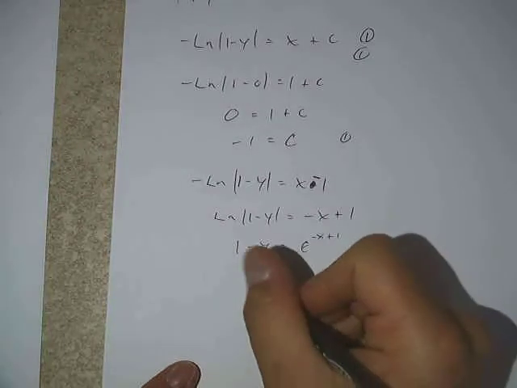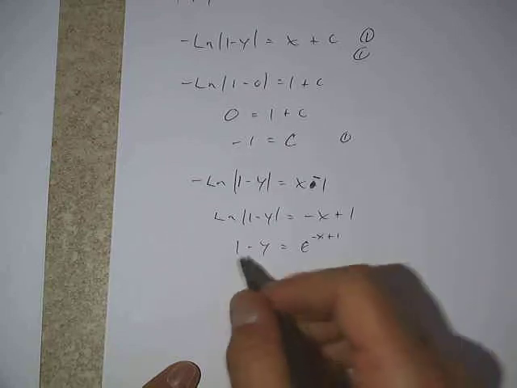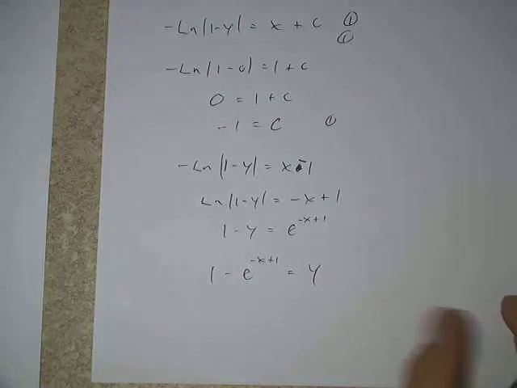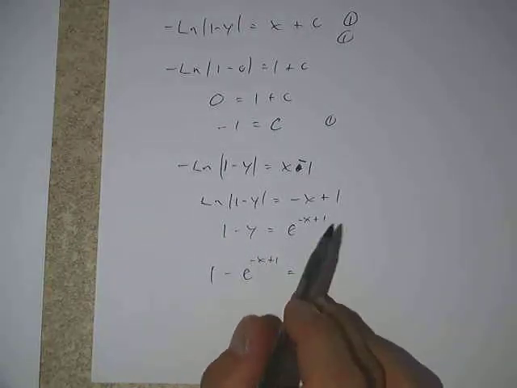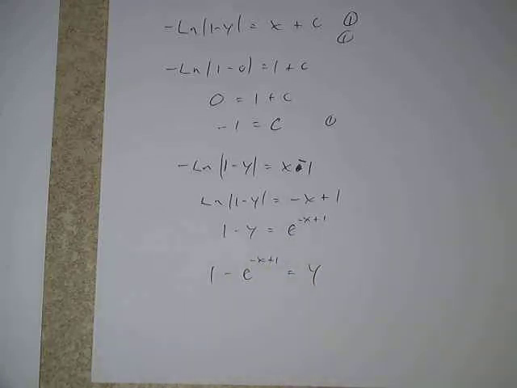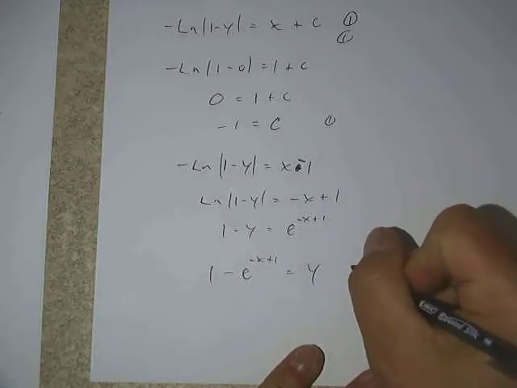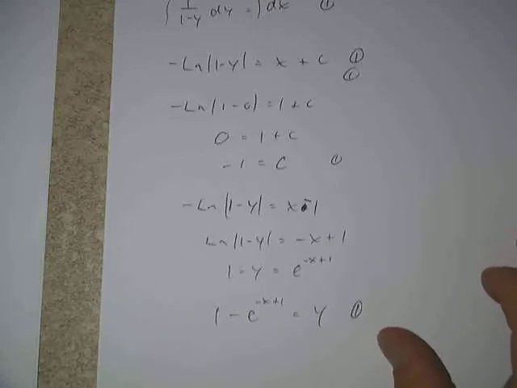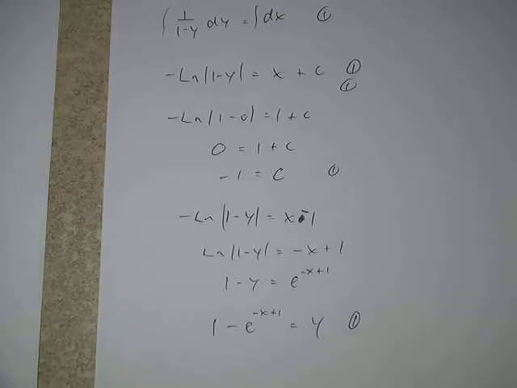And then from there, I would divide by negative 1 here and get natural log of absolute value of 1 minus y equals negative x plus 1. And then if I compose both sides with e, I'm going to get 1 minus y equals e to the negative x plus 1. And I'll just add y and then subtract that, so it's going to be 1 minus e to the negative x plus 1 equals y. Since y is negative over here, I'll just add it to both sides, and then I'll subtract the e. It doesn't really matter whether it's on the left or right, as long as we got y by itself, we're good to go.